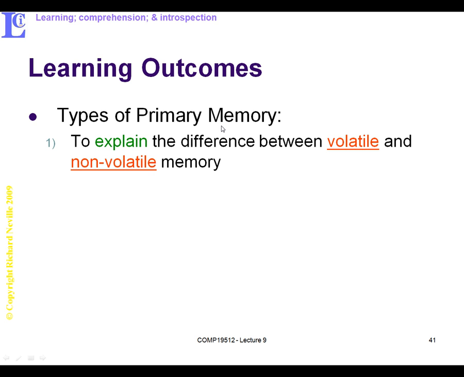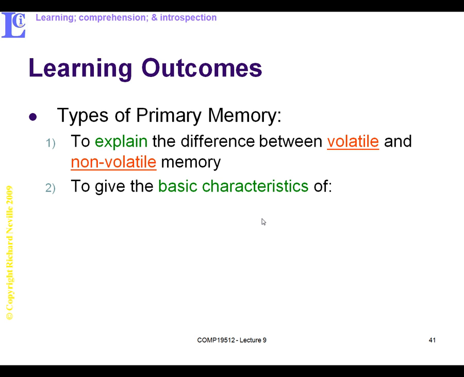The learning outcomes from this part of the lecture are the primary types of memory. We need to be able to explain the difference between 2 naming conventions, and these are quite important. One of the naming conventions for a particular type of memory is volatile, and the other is non-volatile. So we're going to explain the difference. Once we've done that, you'll be able to explain the differences between these 2 types of memory.